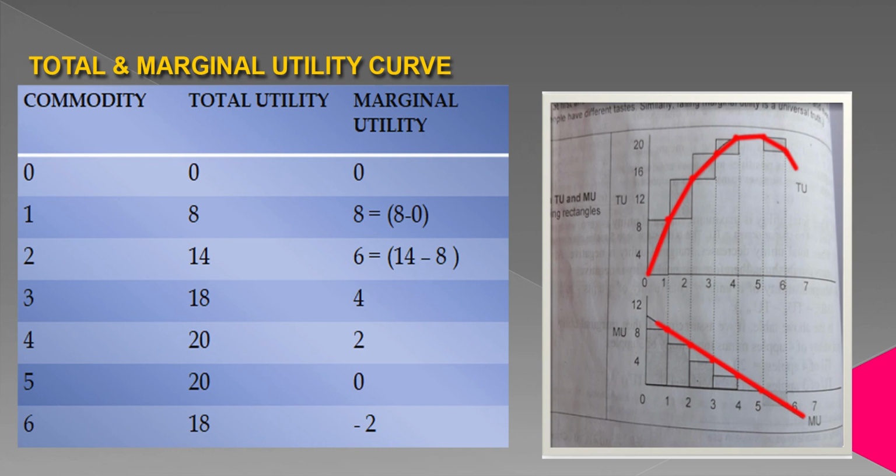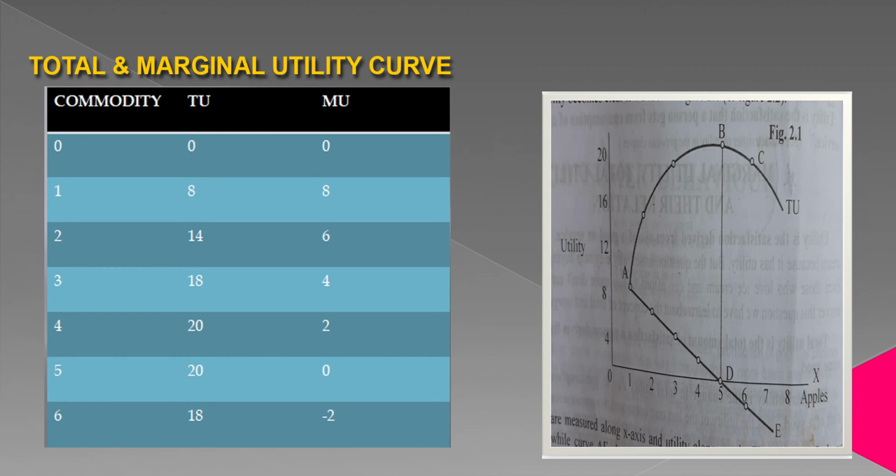We present this relationship in a single graph also. Here it is. You can see in this graph also, when total is 8, marginal is also 8. When total is 14, marginal is 6. When total is 18, marginal is 4. When total is 20, marginal is 2.